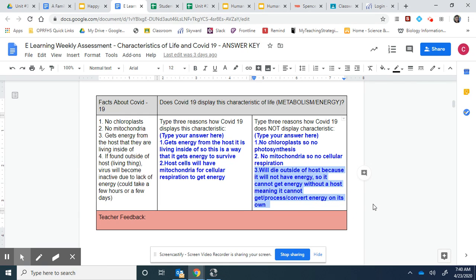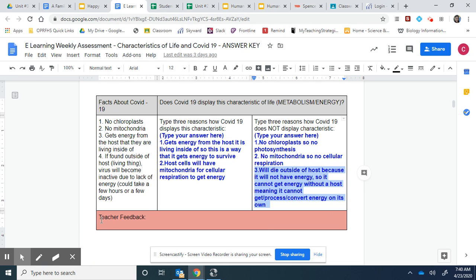And I think that's a really big argument for why the virus might be considered a non-living thing, because they cannot get energy on their own, which is crazy to think that this thing is making so many millions of people sick all over the world, but yet it dies within a few days outside of a living thing because of lack of energy.